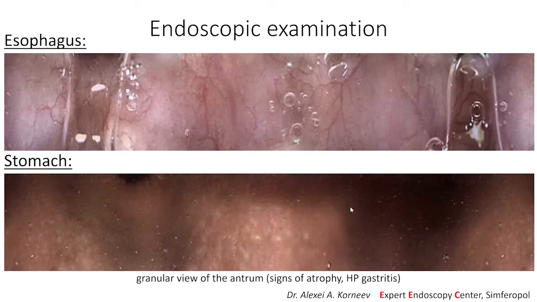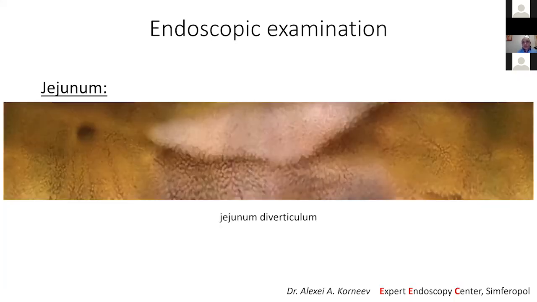Look for pronounced erythema and light, small white spots. Such changes often occur with HP gastritis, with focal atrophy. In the small bowel, the capsule was 5 hours, 10 minutes, and gave us 9,233 images.